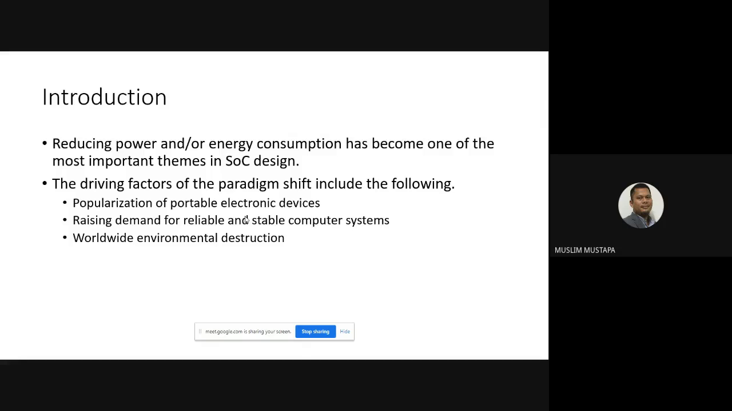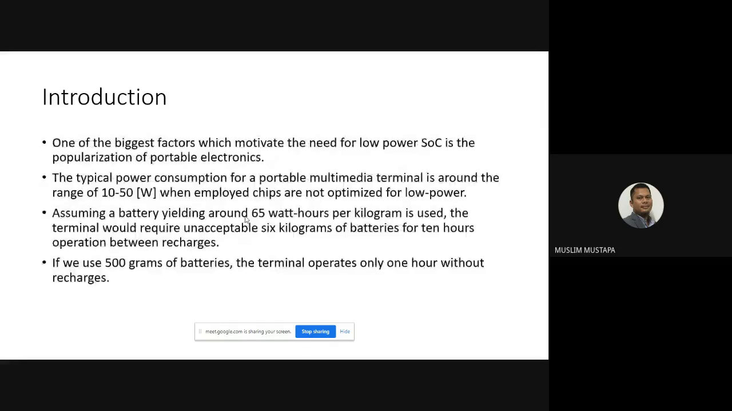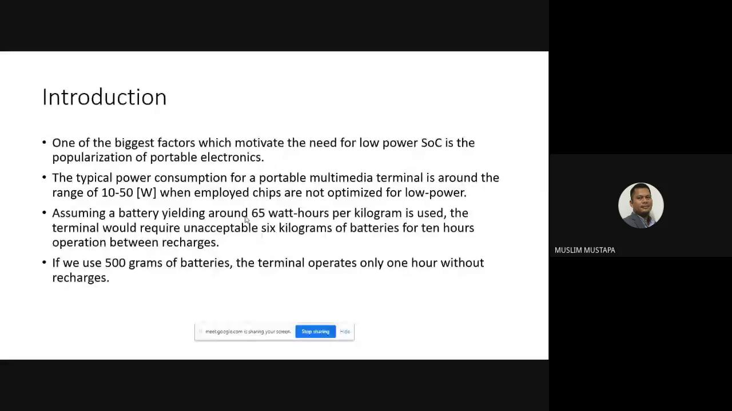And then there is the worldwide environmental destruction. Of course, this is another factor, right? As you are using a lot of batteries and then you throw the batteries away, all this kind of thing is going to bring harm to the environment. So of course, the popularity of portable electronics has become the biggest factor forcing the SoC industry to lower their power consumption.